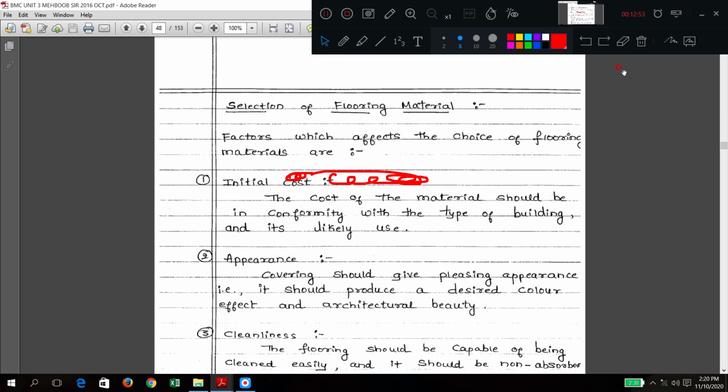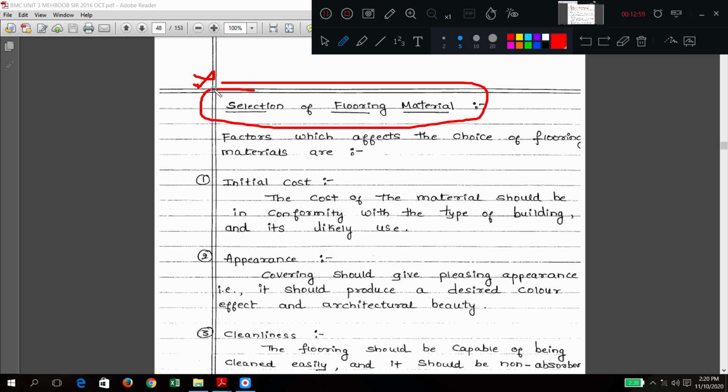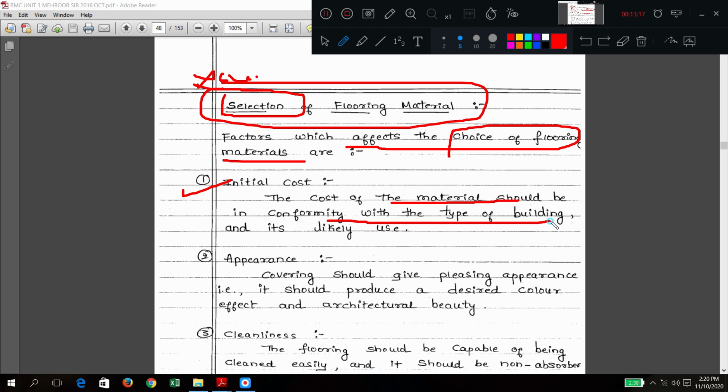Very important question from the exam point of view. What are the factors which affect the selection of the flooring material? Factors affecting the choice of flooring material. First is always initial cost. The cost of material should be in conformity with the type of building and its likely use. Means, for a small building, small cost. For a bigger building, normal, economical cost. So initial cost means the cost should be as less as possible, or economical.